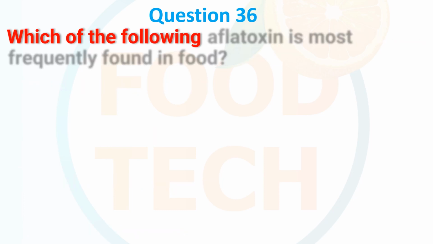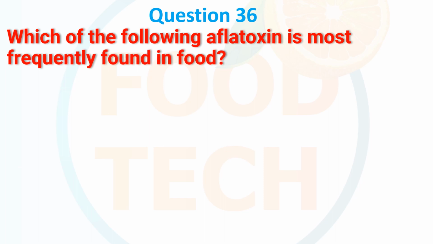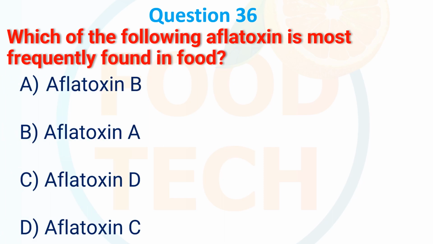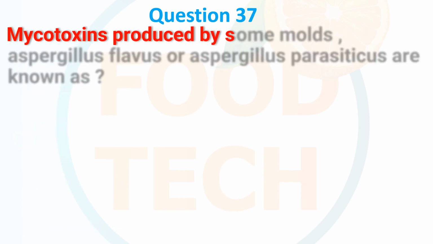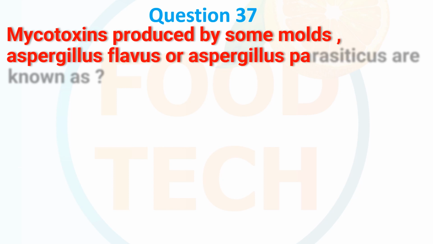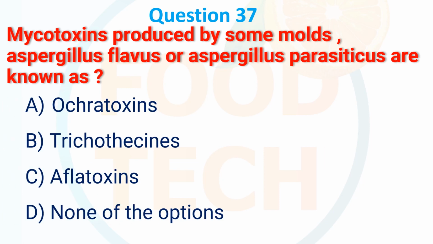Which of the following aflatoxins is most frequently found in food? A. Aflatoxin A. B. Aflatoxin B. C. Aflatoxin D. D. Aflatoxin C. The answer is B. Aflatoxin B.